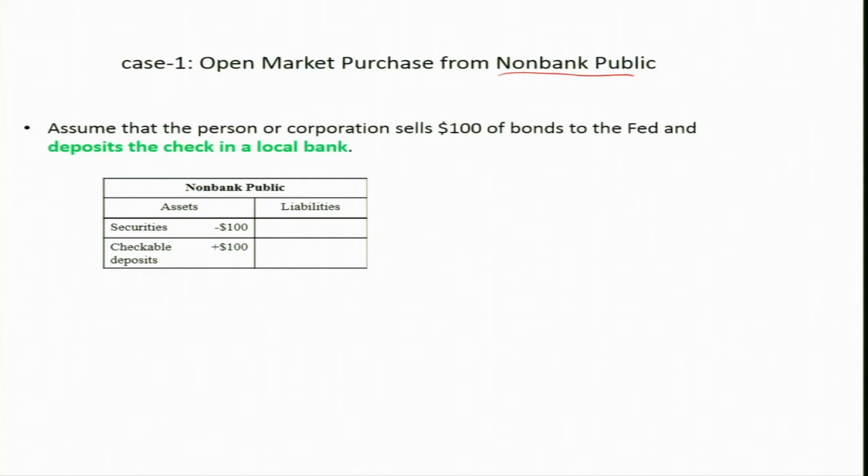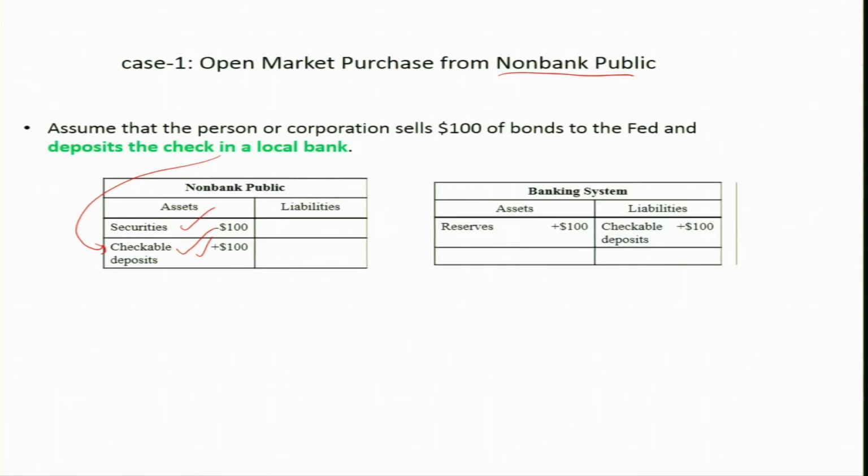Suppose the corporation's securities have declined by $100 and checkable deposits will be increased by $100. That means when the Fed issues a check and this check is deposited in a bank, the bank will immediately credit the $100 in the account of the depositor, in the form of a checkable deposit. That means the non-bank public's checkable deposits have increased by $100.